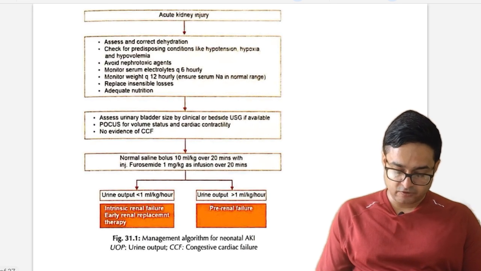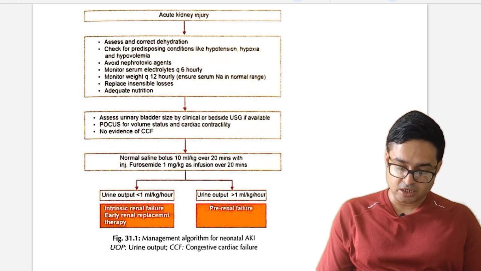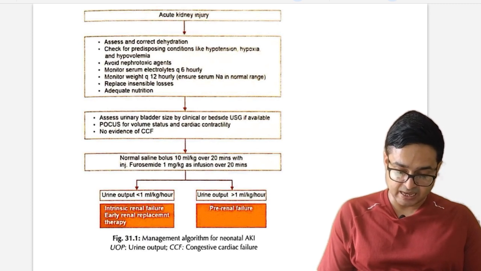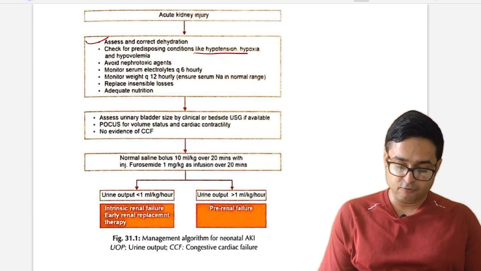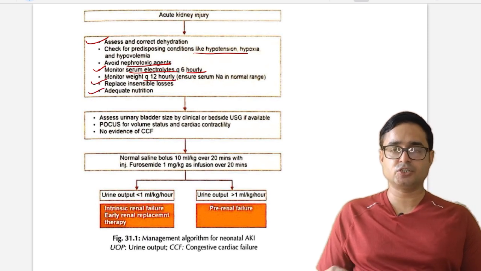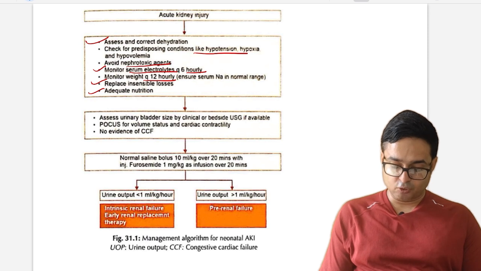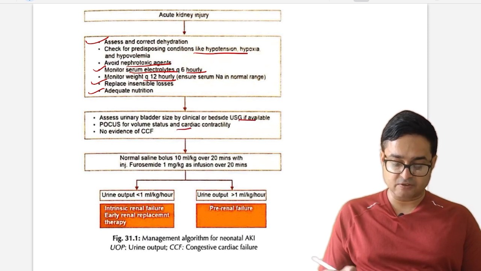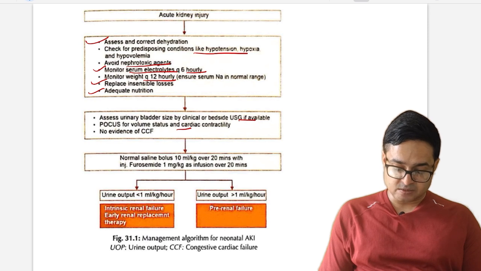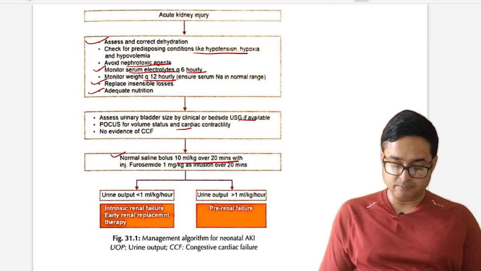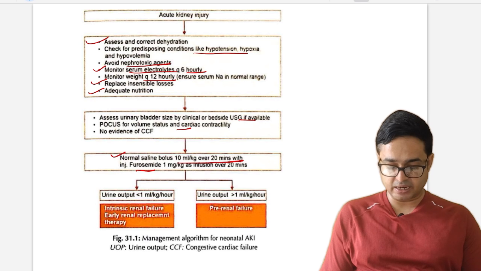Okay, so if a neonate presents with acute kidney injury, what will you do? You will assess and correct dehydration, check predisposing condition for hypotension, avoid nephrotoxic agents, monitor serum electrolytes every 6 hourly, monitor weight every 12 hourly, replace insensible losses, adequate nutrition you have to give. Okay, then you have to do USG focus if required. Give normal saline bolus 10 ml per kg over 20 minutes and IV Lasix, that is furosemide 1 mg per kg as infusion over 20 minutes.